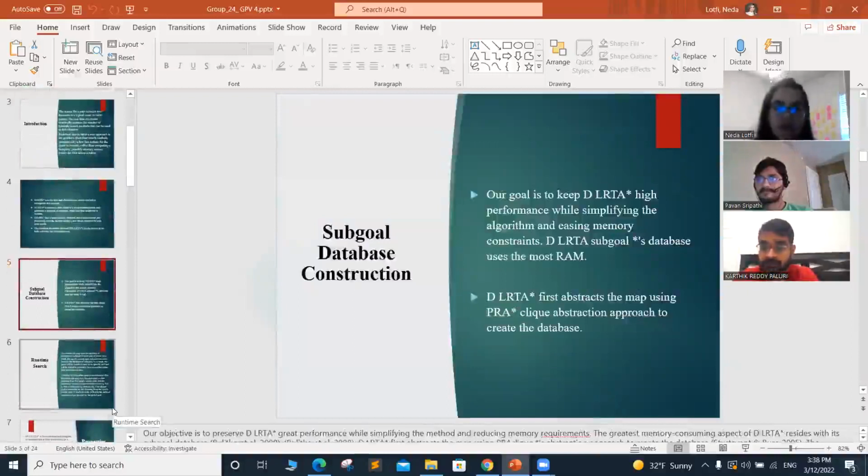I'm going to talk about subgoal database construction. Our goal is to keep DLRCA's high performance while simplifying the algorithm and using memory constraints. The DLRCA subgoal database uses the most RAM. DLRCA first abstracts the map and uses the PRSR quick abstraction approach to create the database.